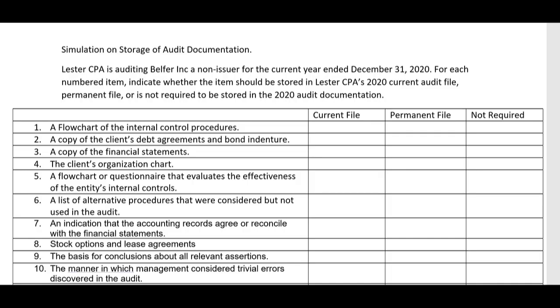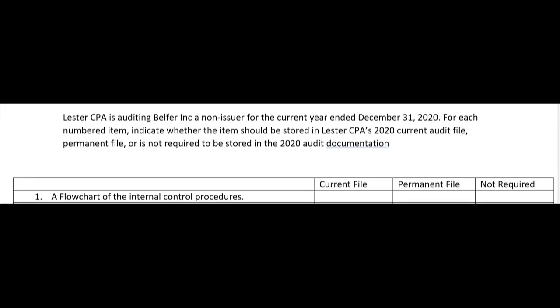All right, here's a sim on the storage of audit documentation. We've got Lester CPA auditing Belfer Inc., a non-issuer, for the current year ended December 31st, 2020. For each numbered item, indicate whether the item should be stored in Lester CPA's 2020 current audit file, permanent file, or is not required to be stored in the 2020 audit documentation. So we'll just put an X in the column that it belongs.